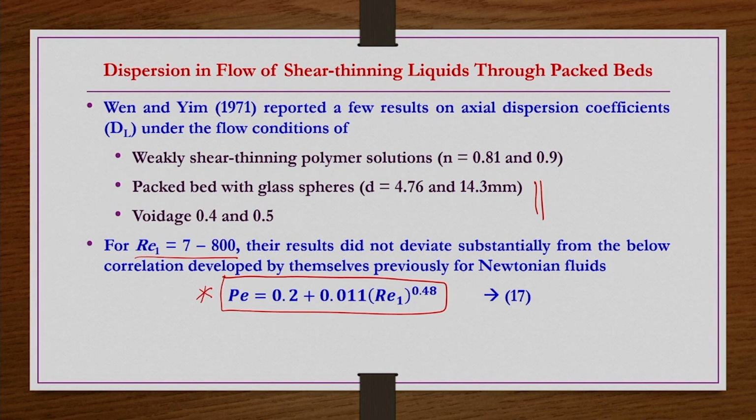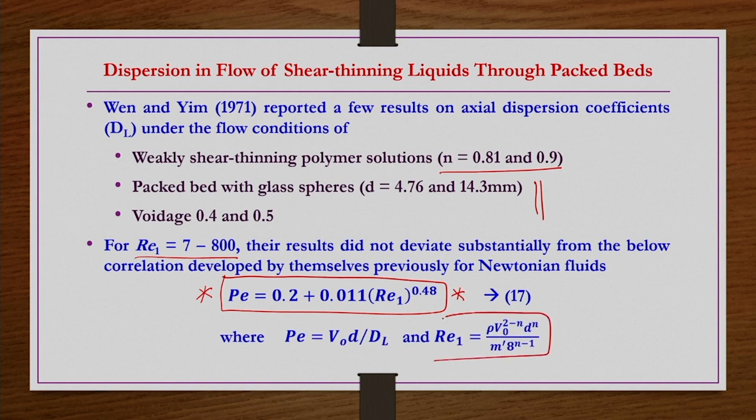However, when they changed the fluid to weakly shear thinning fluids, they found the same correlation is still valid, but with the Reynolds number defined like Re_MR. This is similar to Re_MR or Re_PL that we have seen previously, and the Peclet number is V naught d by D_L. They have not taken epsilon in the definition of the Peclet number or the Reynolds number.